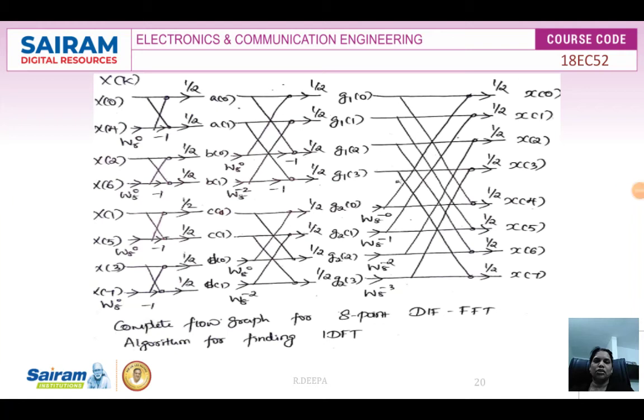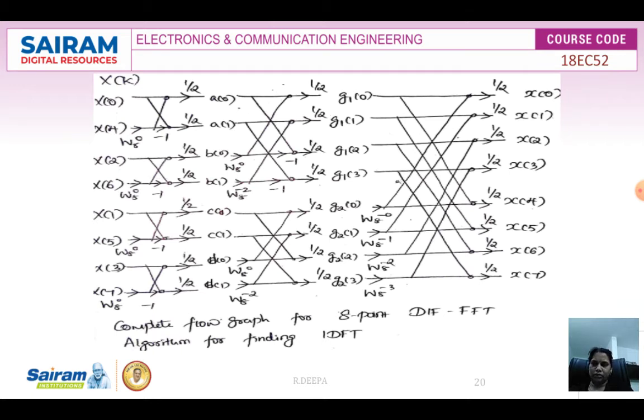Very good morning, students. In today's class, you are going to learn about the complete flow graph for an 8-point DIF FFT algorithm, which is used to find the IDFT of the given X of k. So, as it is mentioned, it is finding the IDFT. The first thing you need to remember is the input will be X of k and the output will be small x of n.